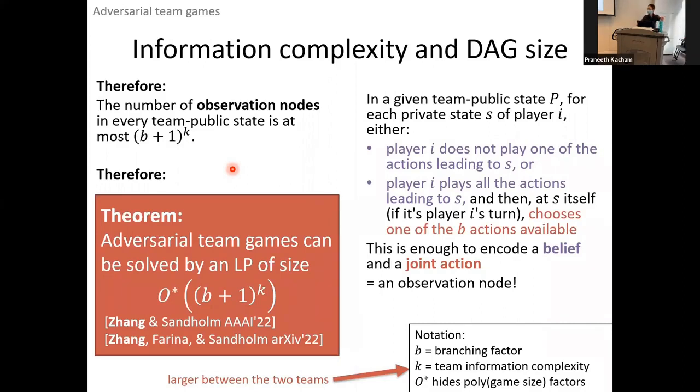Yes. The plus 1 comes from the fact that there are b choices here and 1 choice here. Yes. So I can either pick one of the b actions there, or I can avoid the node altogether. That's an extra choice.